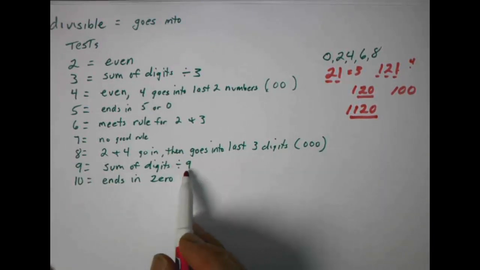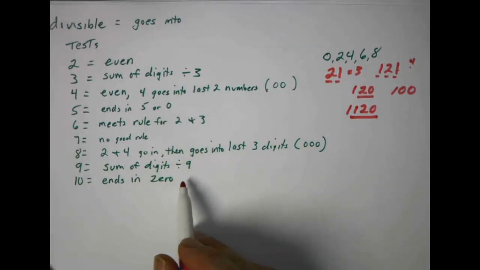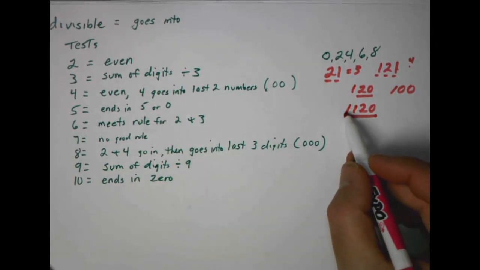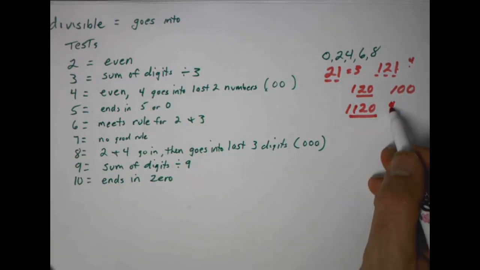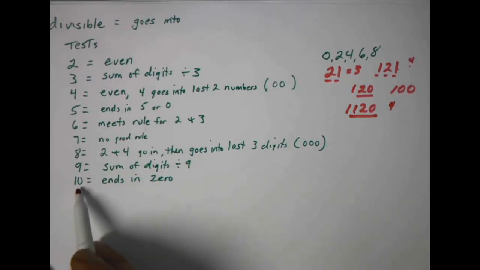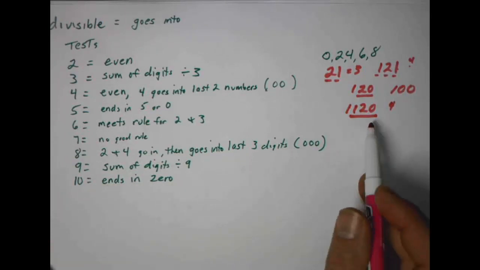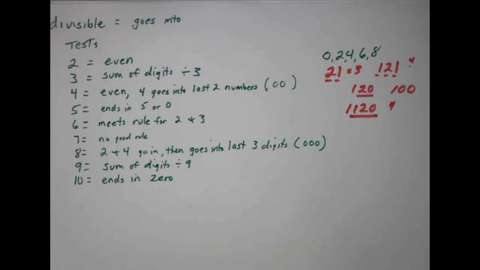9: sum of the digits divisible by 9. Again, it's that same type of 3 rule. So in here, we'll use this number again, 1, 1, and 2, total up to 4. 9 doesn't go into 4, therefore 9 doesn't go into 1,120. And then we check to see if 10 goes in: does the number end in 0? Best case it does, therefore 10 goes in.